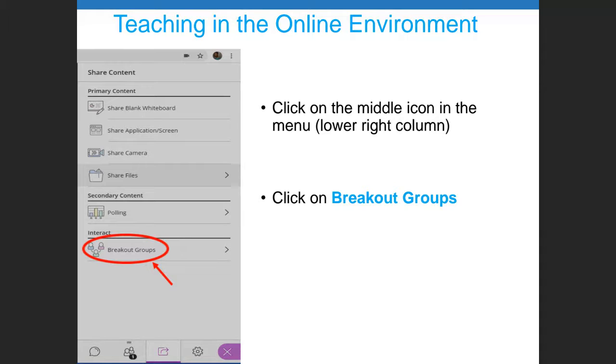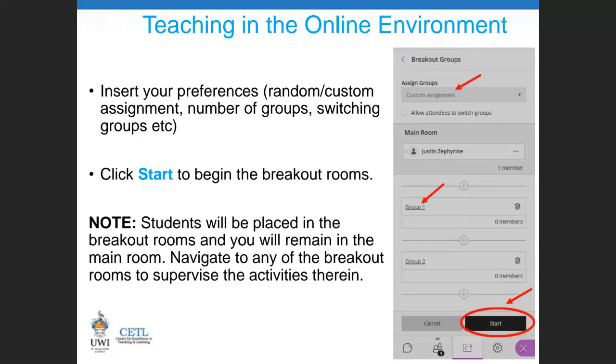And it's also on the slide as you see how to do it. So it's just to go to breakout groups as we see here. And then you select the settings as we see here, and then you click start. And that's it. All right.